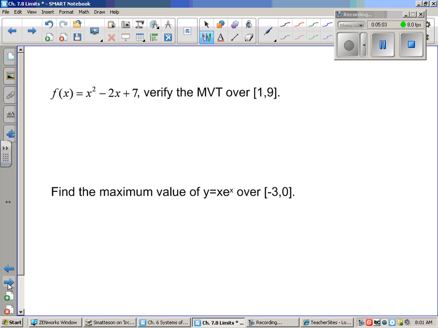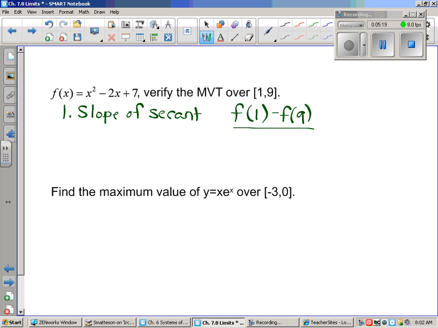Just as I did on the previous page, the first thing you're going to do is find the slope of the secant. That means I'm going to do f of 1 minus f of 9. Certainly you could have done 9 minus 1, it doesn't matter. On the denominator, you do it in the same order. So f of 1 is 6, minus, you plug 9 in and you get 70, over 1 minus 9. So I have negative 8 on the denominator, and 6 minus 70 is negative 64. And so we get a positive 8.